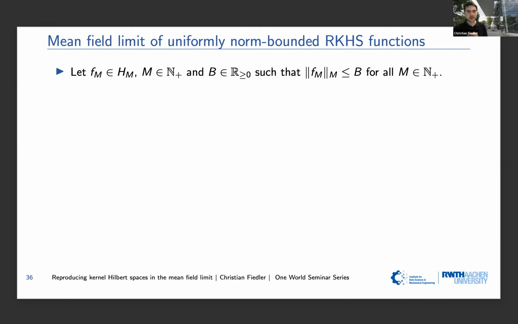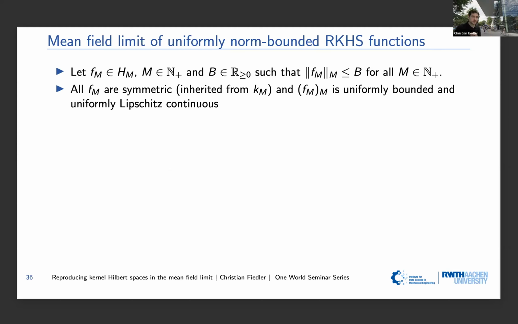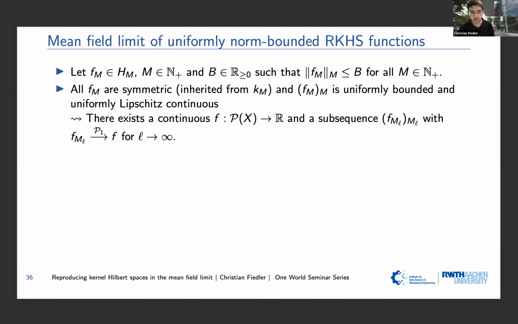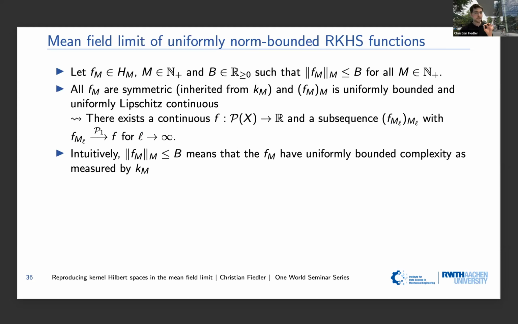Now here's a complementary situation. Suppose we have a sequence of RKHS functions which is uniformly norm-bounded in RKHS norm. Now all Fm are symmetric. This is inherited by the kernel, and this is also a classic result on invariance induced by kernels. And also inherited from the kernel and the uniform norm-boundedness, the sequence of functions Fn is uniformly bounded and also uniformly Lipschitz continuous. In other words, it fulfills the existence result of Lions, respectively Cadelet. So there exists a continuous function on probability distributions and a subsequence that converges in mean field to it. However, intuitively, a uniformly bounded RKHS norm here means that all the Fm have a uniformly bounded complexity, quote unquote, as measured by the kernel.